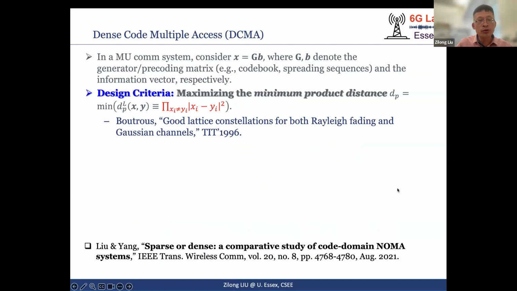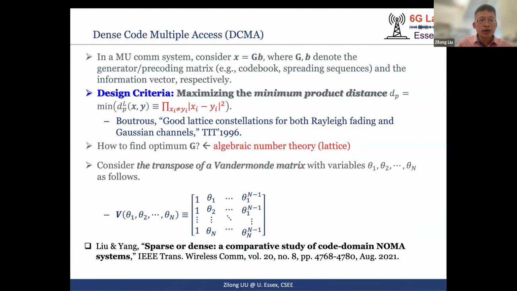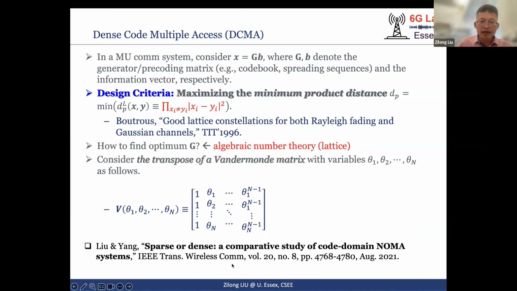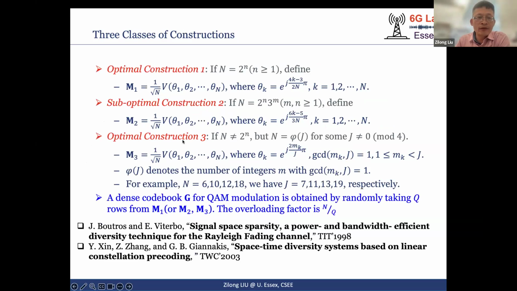So now I want to show you our design. In this paper, we have carried out a comparative study of code-domain NOMA using sparse codebooks or dense codebooks. And we consider some special DCMA codebooks from the transpose Vandermonde matrix. So our target here is to maximize the minimum product distance. And we have referred to some nice Vandermonde matrices in these two papers.